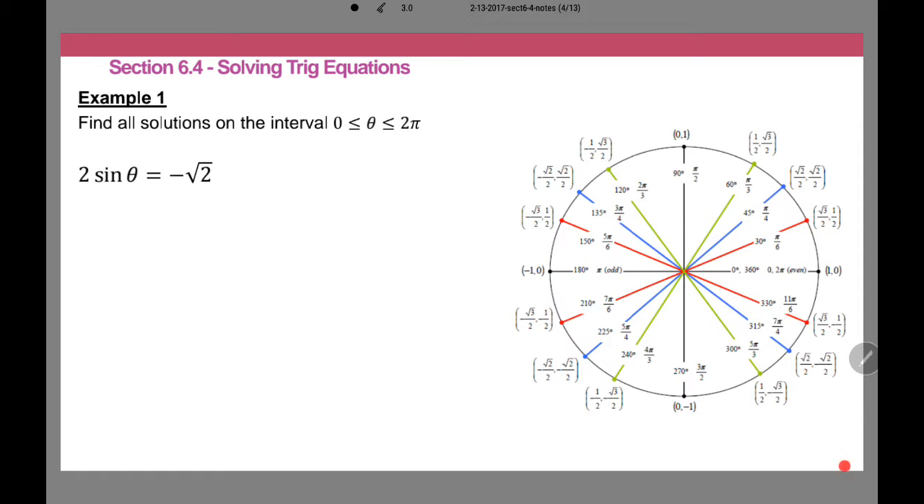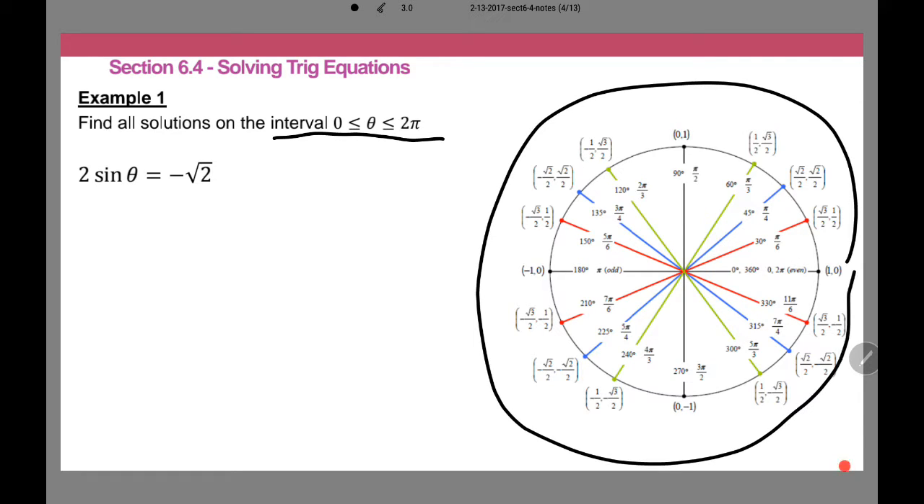So some of them will be with the unit circle, some of them won't be. In this case, we're doing all the solutions on the interval from 0 to 2 pi, so that's all the way around the unit circle, and then we stop. If we keep going, we'll have more solutions, but in this case, we're just between 0 and 2 pi.